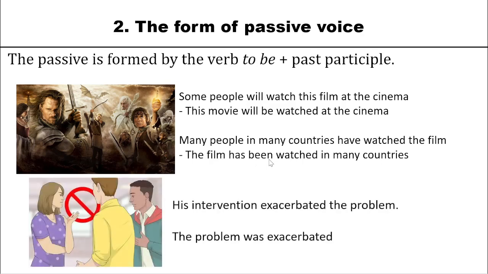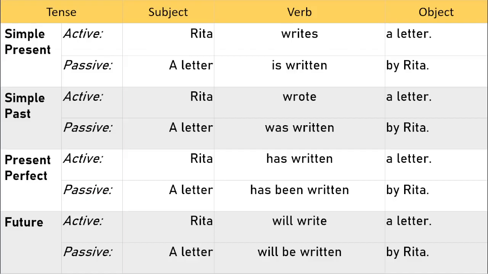Okay, next. His intervention exacerbated the problem. Okay, so here we have the object, the problem, and exacerbated is past tense. Okay, when we want to change it into passive sentence, we change it into past participle and plus be. Was is the be. The problem was exacerbated. Yes, exacerbated means to make something worse, to make the problem worse or to worsen it. Okay. All right, now let's look at the tenses.